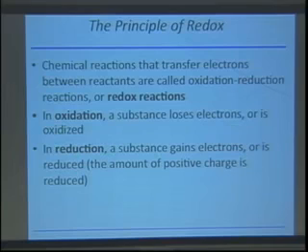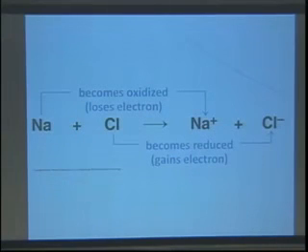And the book gives a very, very simple example of this in showing you this reaction right here, in which sodium and chloride come together. In this reaction, the sodium is becoming oxidized. It loses an electron to become a sodium ion, and the chlorine gains an electron to become a chloride ion. Okay, and so that's just a very simple example of a redox reaction. And of course, the principles are similar for organic molecules as well.